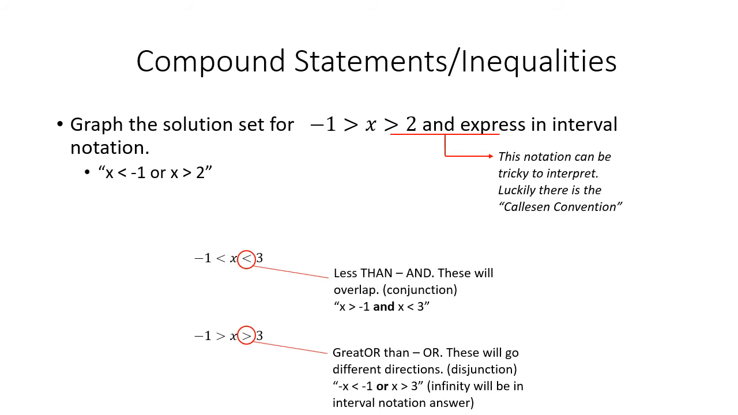Well, you could solve the problem all the way out, or you could do this thing called the Calluson Convention and know what to expect going into it. And this is going to sound super stupid, and part of that is because it is, but this is it. If you read the statement out, like down below here, we have -1 < x < 3. Less than x, less than 3. If it's less than, it's and. Than and kind of rhyme a little bit. That means it's an and statement, and and statements are conjunctions.